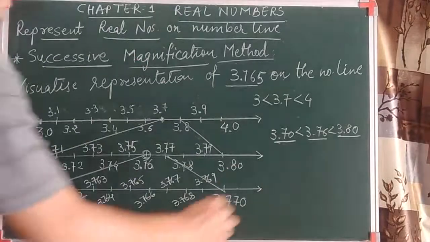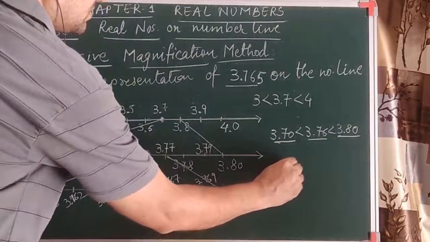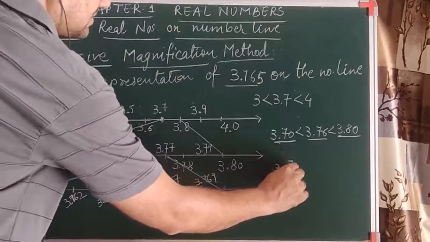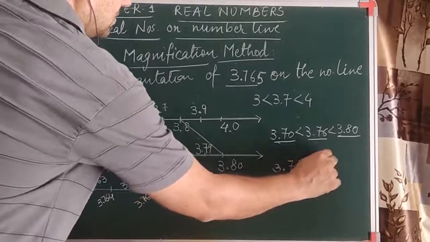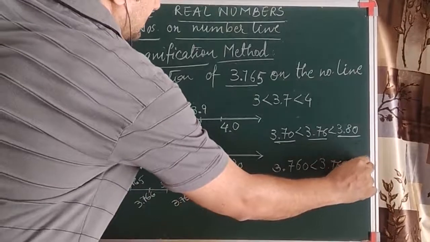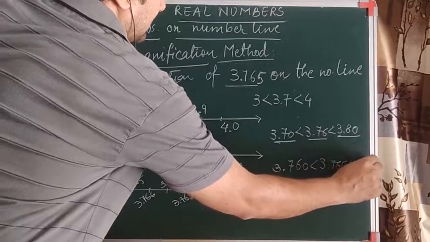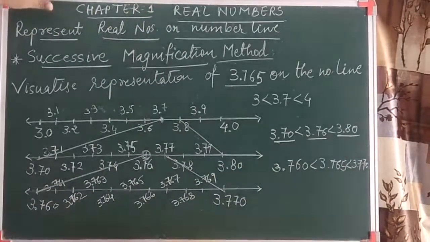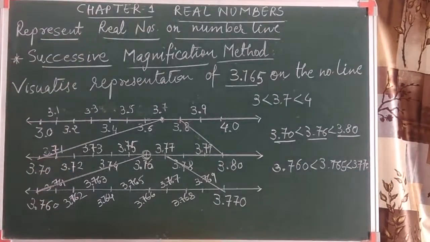So you can see here this number lies between 3.760 and 3.770. This method is called the Successive Magnification Method. We'll see one more question to understand this.